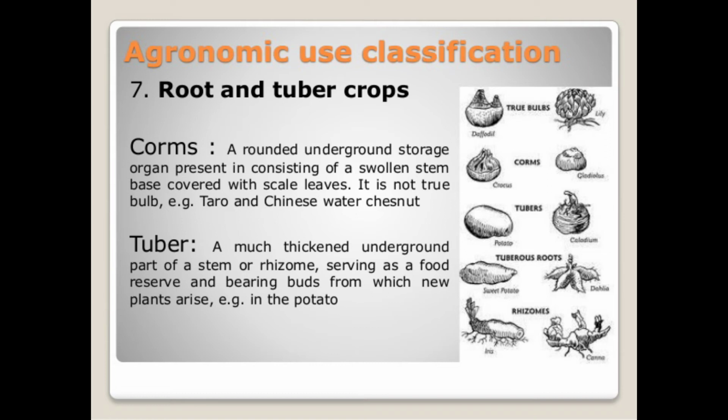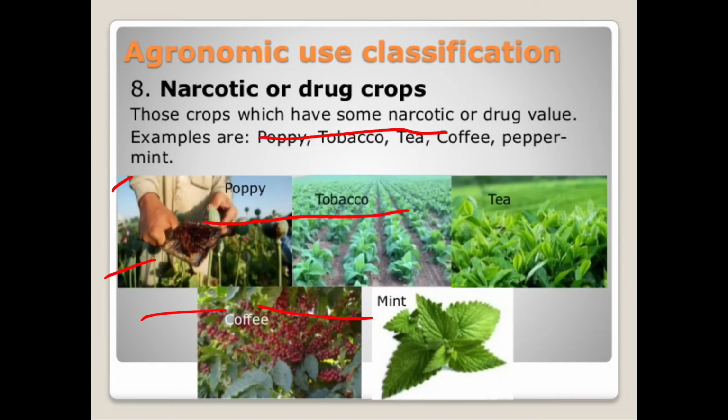Then corms: a rounded underground storage organ consisting of a swollen stem base covered with scale leaves. It is not a true bulb. Examples are taro and Chinese water chestnut. Then tuber: a much thickened underground part of a stem or rhizome serving as a food reserve and bearing buds from which new plants arise. Example: potato.